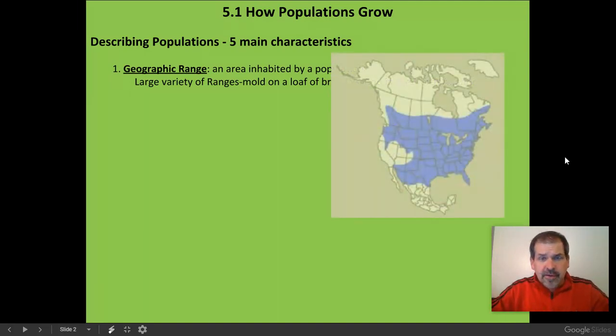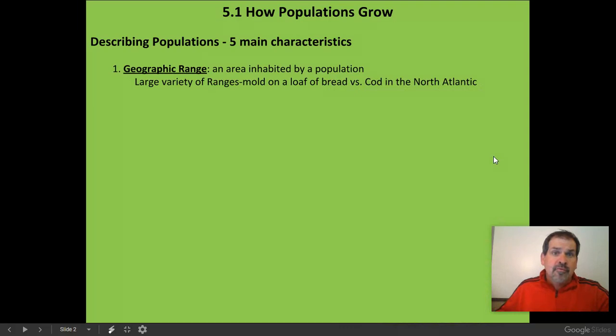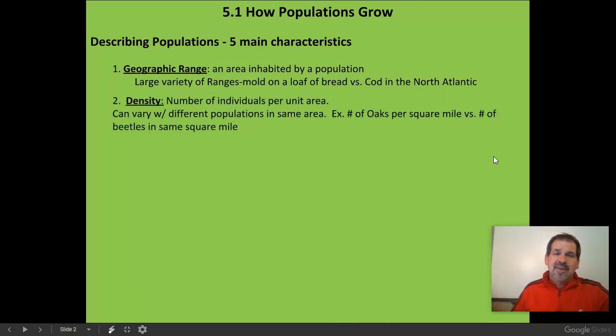Speaking of the white-tailed deer, this is a map of the geographic range of white-tailed deer in North America. As you can see, they go as far south as Mexico and Florida, as far north as northern Canada, and all the way up into the Yukon Territory in Canada. So first characteristic, the geographic range that they occupy.